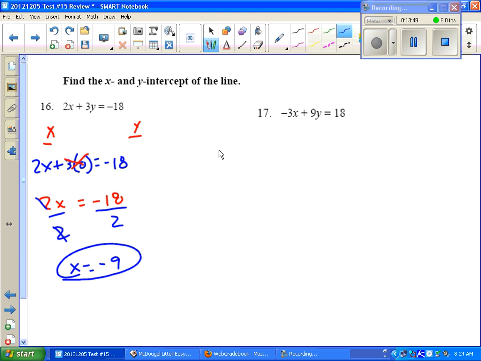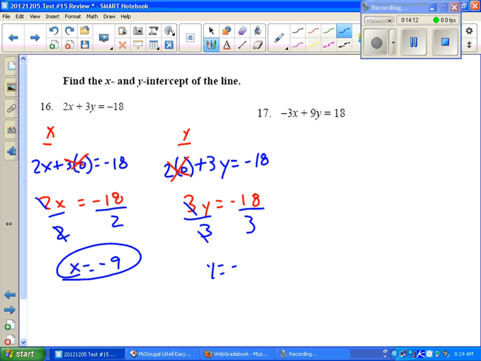Do the same thing for your y-intercept, except this time we'll plug in 0 in place of x. So 2 times 0 plus 3y equals negative 18. This will, in effect, cancel out and leave you with 3y equals negative 18. Get rid of 3 times something by dividing by 3. Cancel it. Do the same thing on this side. Y equals negative 6. So your x-intercept is negative 9. Your y-intercept is negative 6.